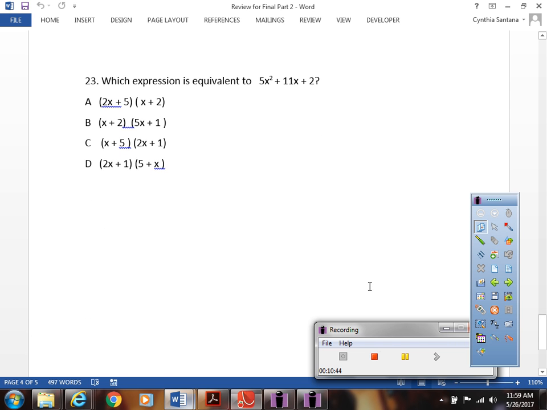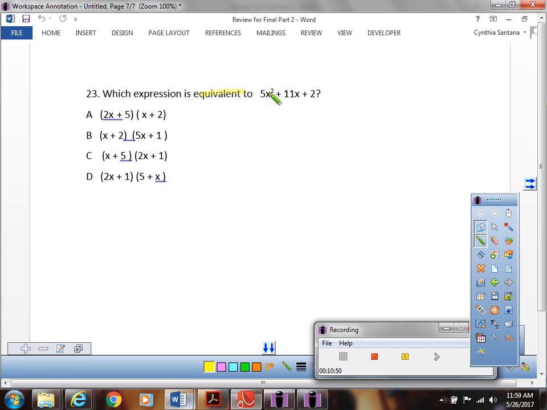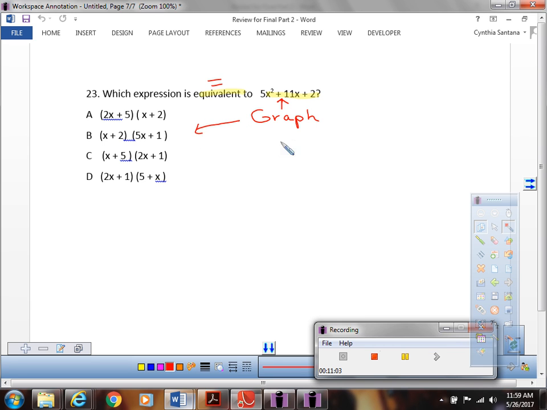Alright, so let's look at number 23. Number 23 says, which expression is equivalent to this? Remember that equivalent means equal to. And so the best way to do that is graph and match. This is already the third problem where we've had to graph and match. Basically, that's all you have to do. Point it out, graph it out.